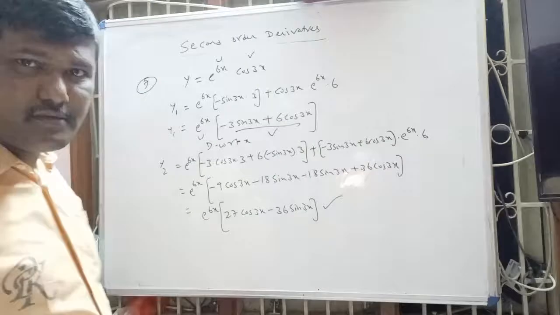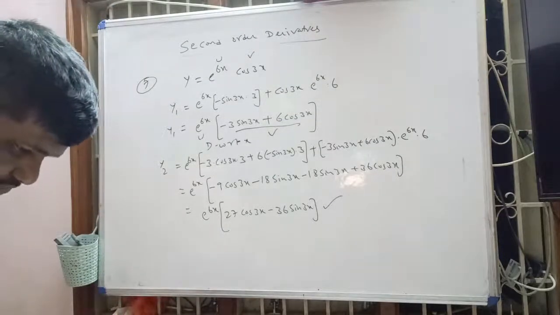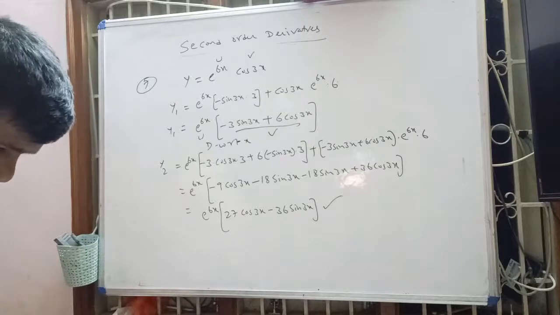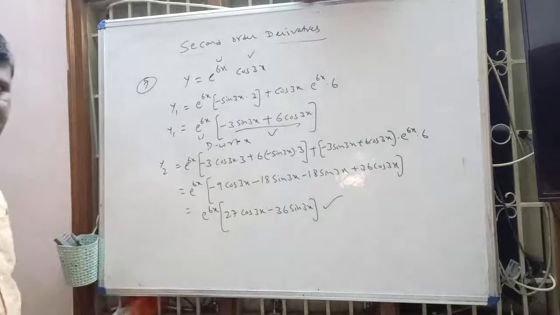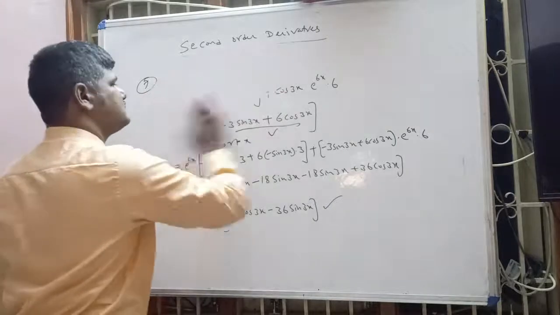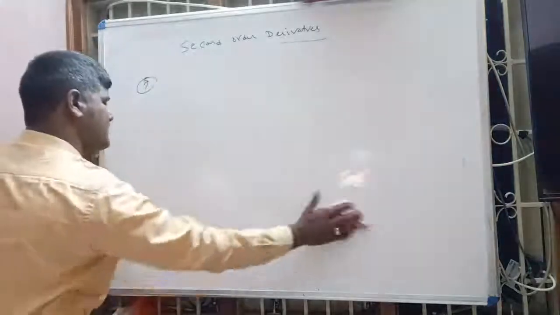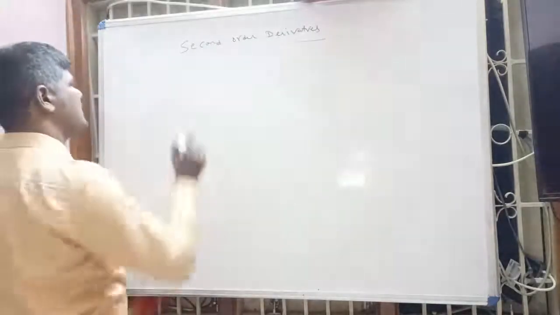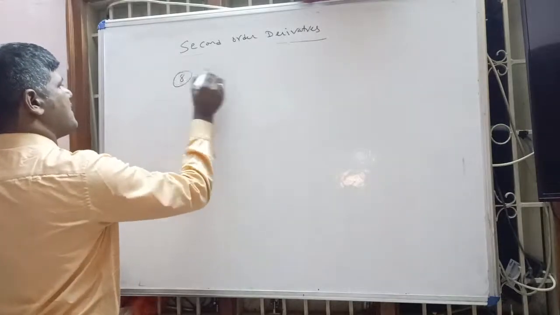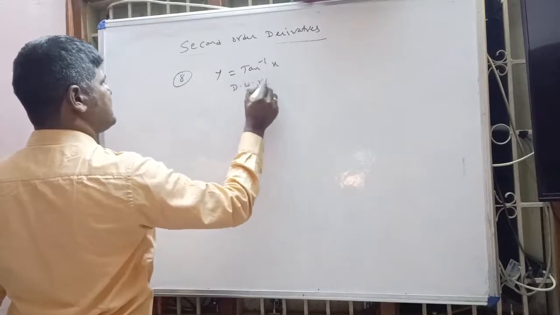Can I move to the next question, everybody? What is the next one? They have given tan inverse x. Just tan inverse x. Y is equal to tan inverse x. Differentiate with respect to x.